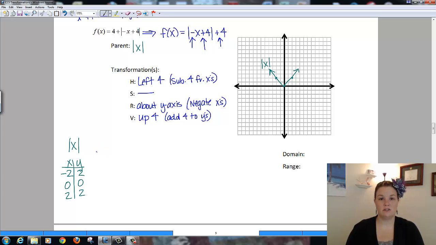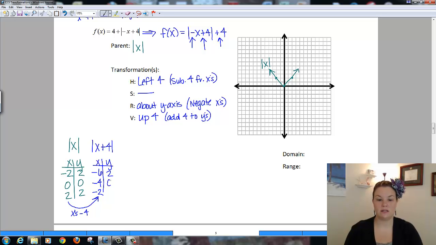The first modification I do, the transformation, is my horizontal shift to go left 4. So now my function looks like x plus 4 inside the absolute value. To move it left 4, I have to subtract 4 from my x's. So here I'm going to do x's minus 4. So negative 2 minus 4 is negative 6. 0 minus 4 is negative 4, and 2 minus 4 is negative 2. My y's stay the same as the previous table because I didn't do anything to them.